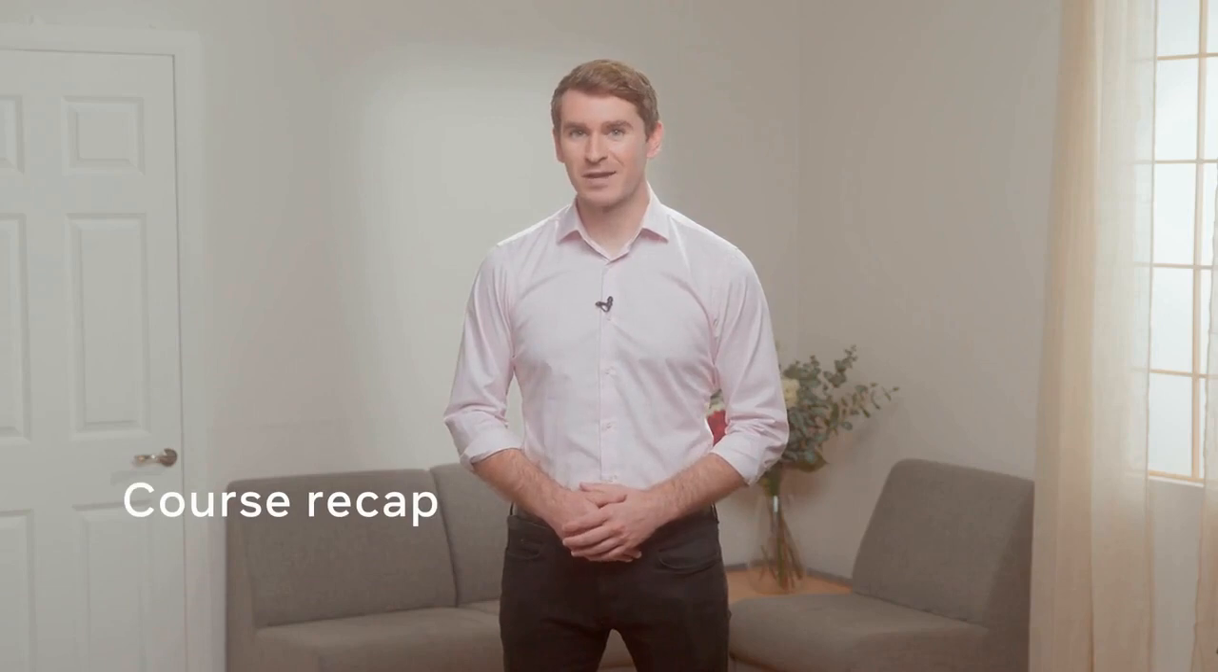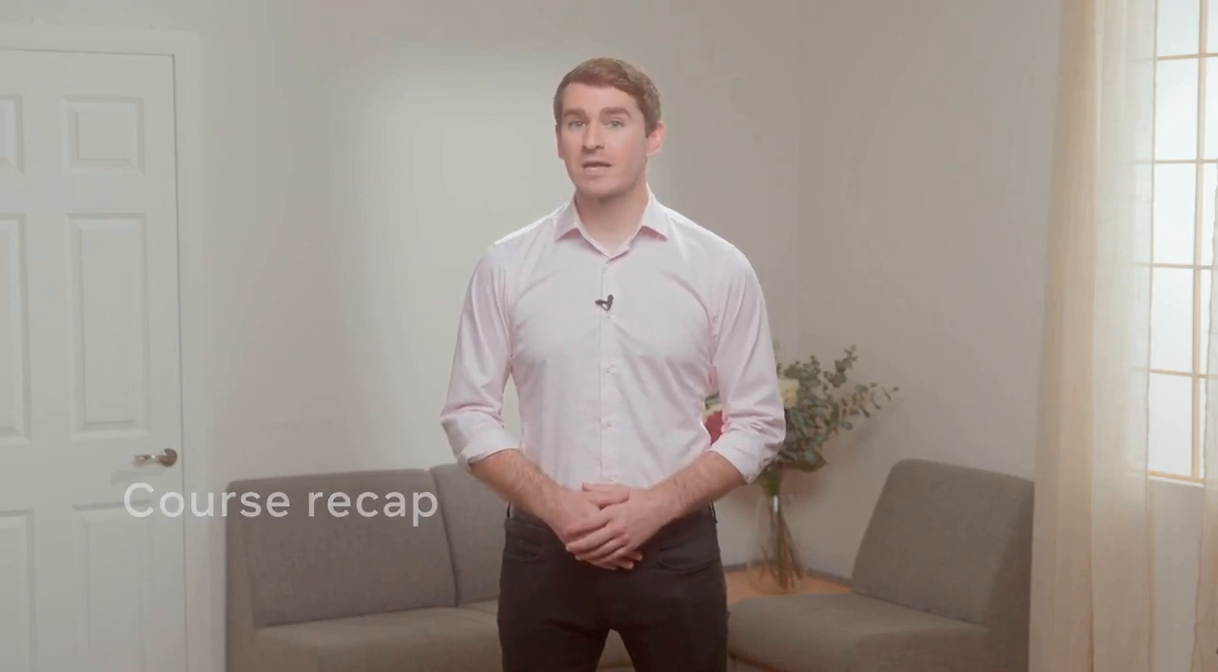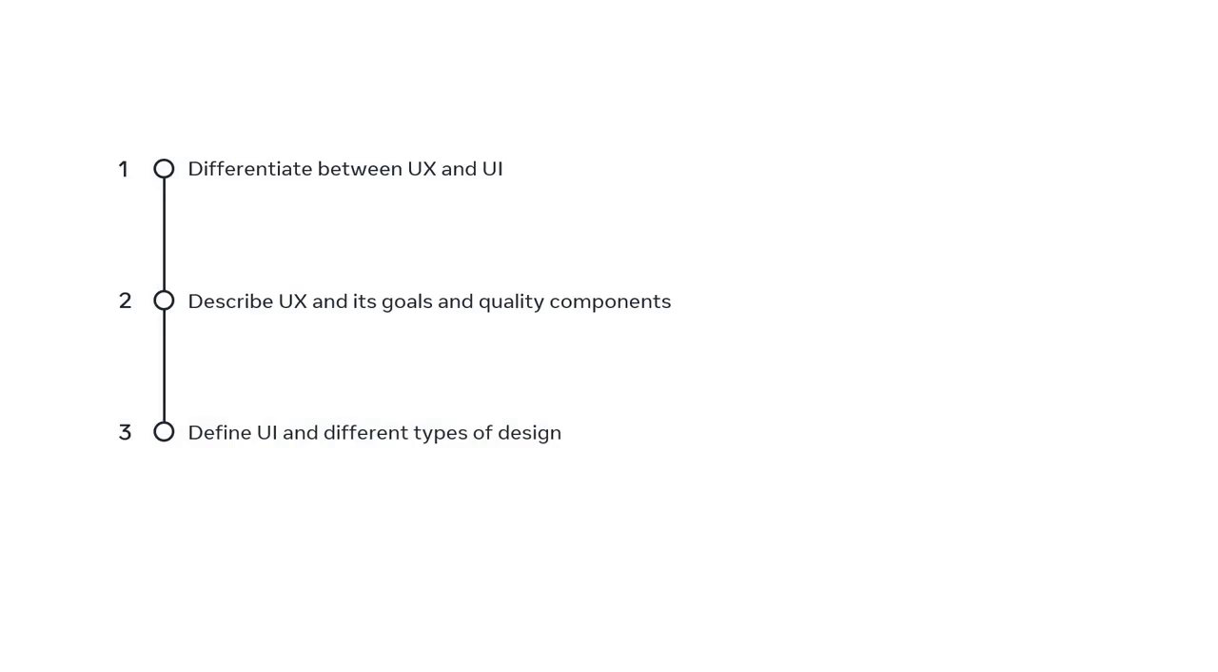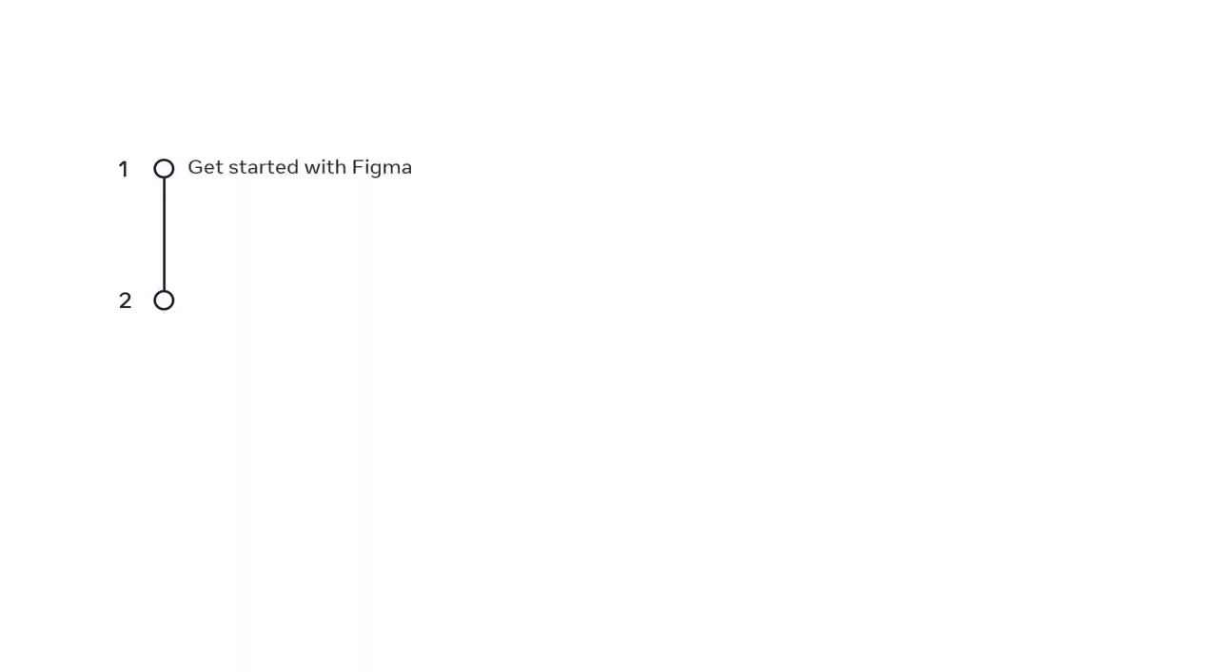In this course, you learned about the principles of UX and UI design. Let's take a few moments to recap the key topics that you learned about. In the opening lesson, you covered an introduction to UX and UI design. During this introduction, you were able to differentiate between UX and UI, describe what UX is, its goals and quality components, and define UI and different types of design. You also got started with Figma and explored user-centered design and the concepts of empathy tools and persona in UX design. You then moved on to evaluating interactive design.